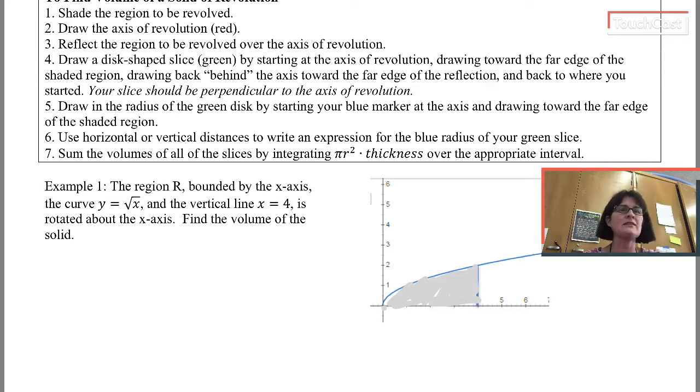Now I'm going to draw the axis of revolution. I've been told that this curve is going to be rotated around the x-axis, so I'm going to use red to color in the x-axis, just the part that touches the region, just the part that's in between the x values I've been told about, 0 and 4. I'm going to reflect my shaded area over that axis, whoops, which I should do with gray.